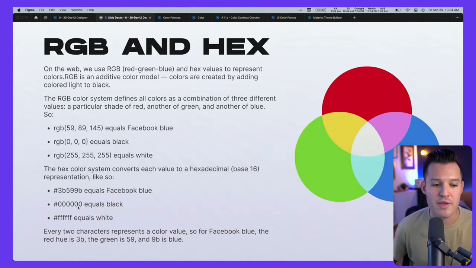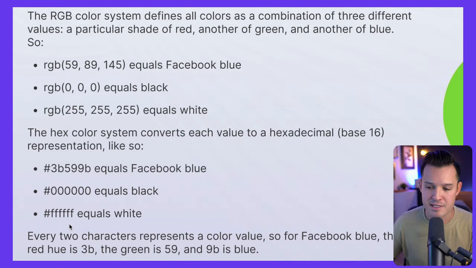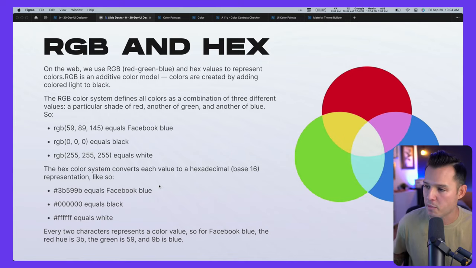Now that hex color system, it actually converts directly from RGB. So it's going to take those three values of red, green, blue, and pull them into this hexadecimal code, right? So the hex color system converts each of these values on a base of 16. So for instance, your Facebook blue, we have that up there. That 3B is the representation of 59. And then 59, 9B, each of those are those different numbers, all right? Every two characters represents it. Simple, simple, easy peasy, lemon squeezy so far. But how do we define color?